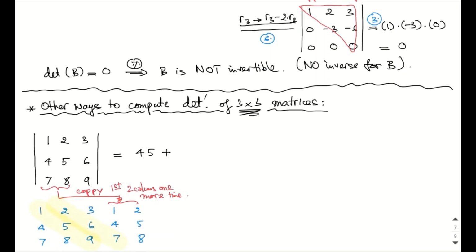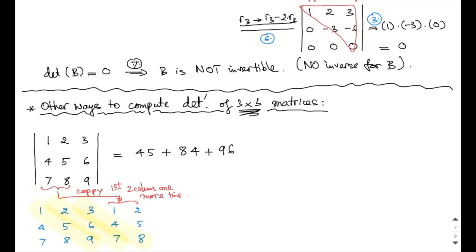That is 84. And then you add the next one, 3 times 4 times 8. So that's 96. Now, there is no way you can go further, right? So let's stop here. Now you will start going from below to above.